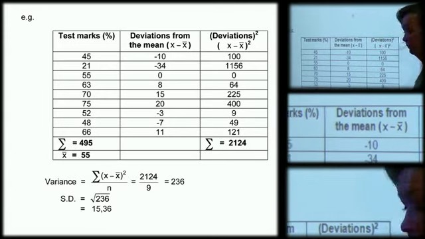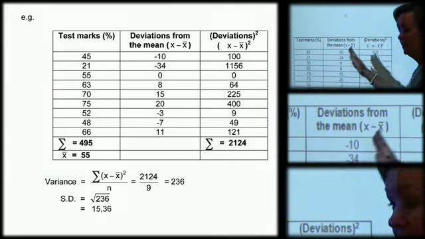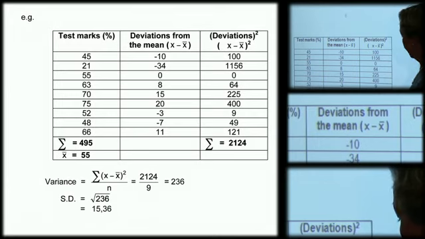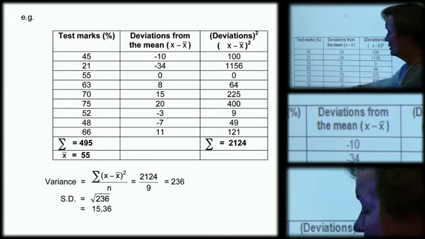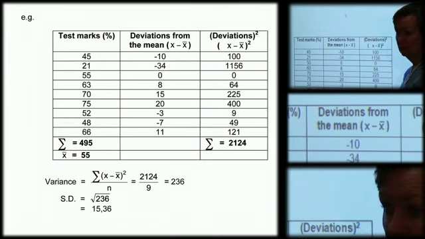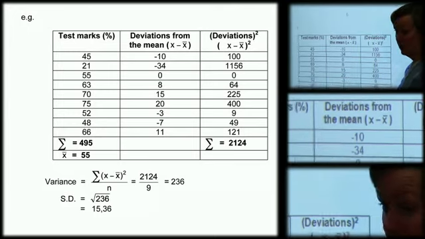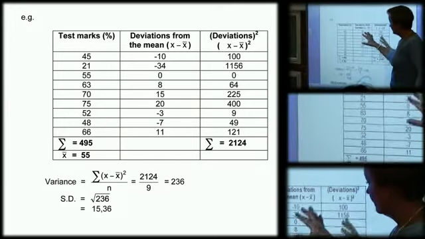Then I've squared them. All this can be done manually on an ordinary old calculator. It doesn't even have to be a great one. Then we add them up and we divide by 9 because there are 9 items here. And that gives us the variance. Find the square root of that, gives you standard deviation. So that's the process.